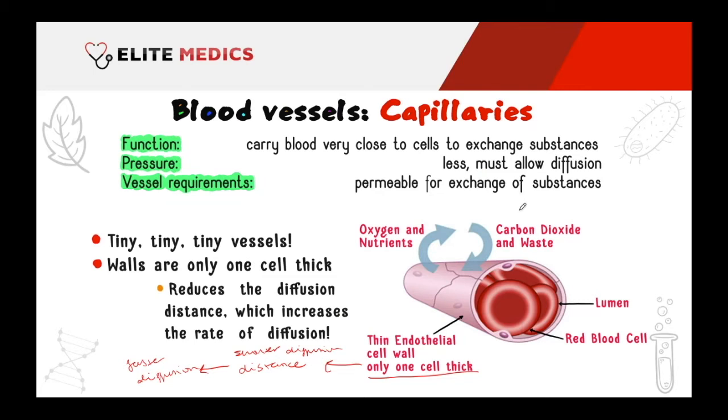Okay, so it allows for efficient transfer of oxygen and nutrients to the cells, and that's the same for carbon dioxide, because remember, we have to get rid of the waste that cells produce. So whilst the oxygen and nutrients diffuse out of the capillaries, we've got carbon dioxide and waste coming from cells, going into the capillaries. So yeah, they're very, very thin, tiny vessels.